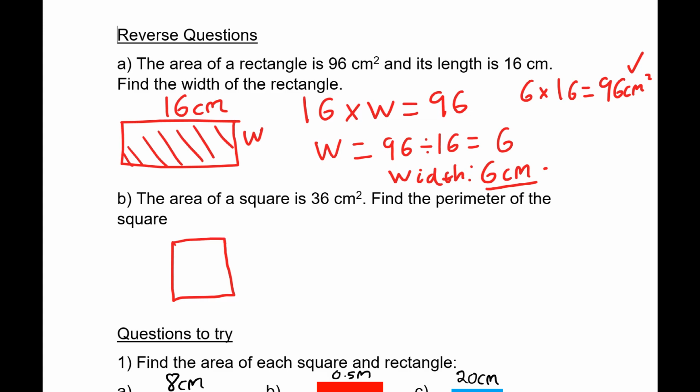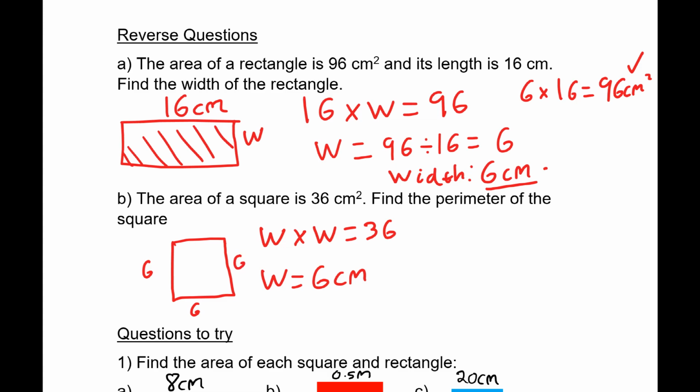But essentially, we know that a square has all of the sides the same, so I could call each of the sides W. I know that W times W is equal to the area of the square, which is 36. So I need to think of a number which, when I multiply it by itself, I get 36. Well, that number is going to be 6. So I know that the length of one of the sides is 6 centimeters.